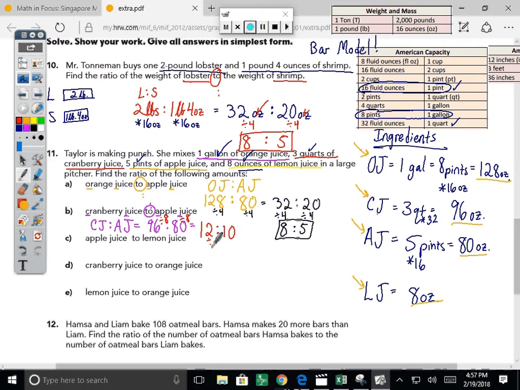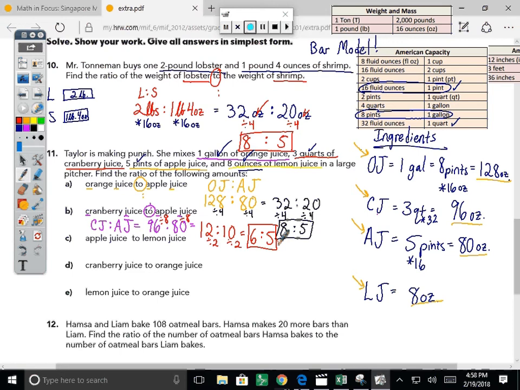I see that I can simplify one more time. These are both even, so I'm going to try dividing by 2. 2 goes into 12 6 times, and 2 goes into 10 5 times. If you notice, this is simplest form. This is actually part B. Kind of running out of space here. These are kind of squashed together, aren't they? But part B, I get a ratio of 6 to 5. There's more cranberry juice than apple juice in this problem.